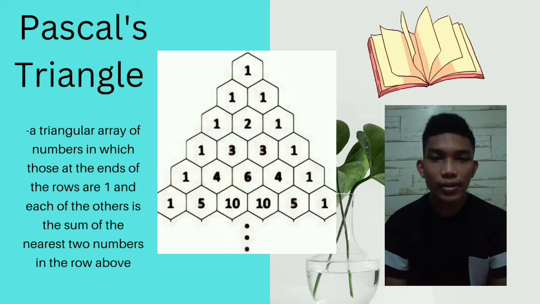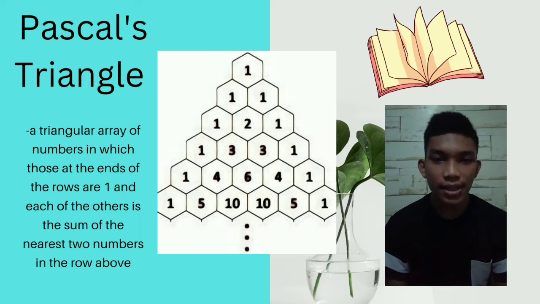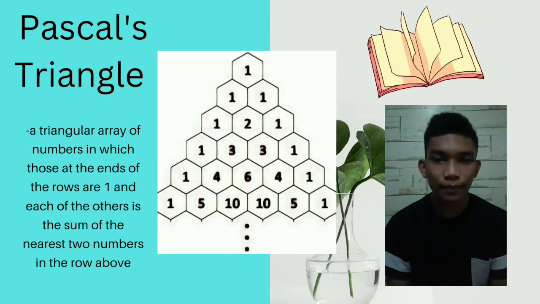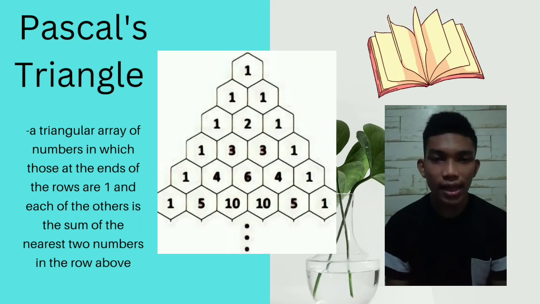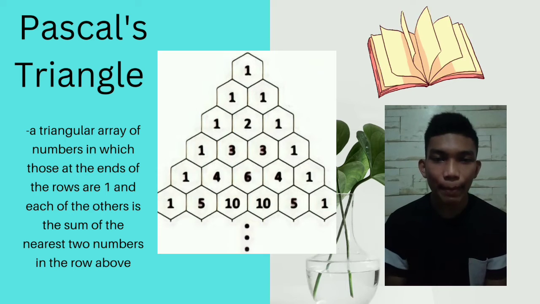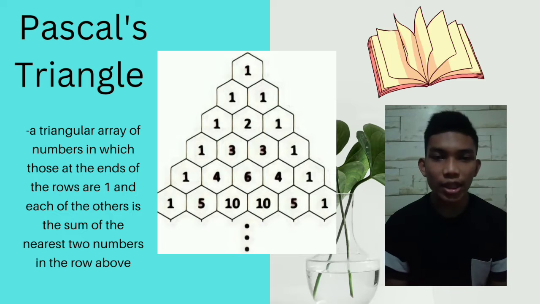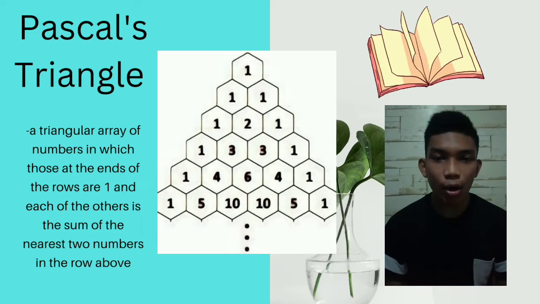So to know those numbers, ina-add natin ang two nearest numbers sa above ng hexagon. For example, on row 0, there is 1, kung saan yan ang beginning na tinitake ng ball pababa. On row 1, there is 1 and 1, which means yung pang row 1, isang root lang ang tinitake niya.